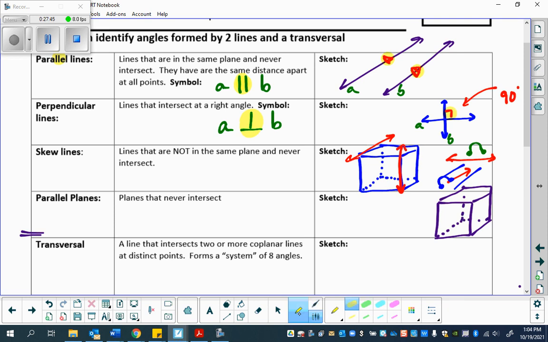Parallel planes are going to be planes that never intersect. So when I draw the sides of my box, picture opposite sides. A tissue box ends up being the perfect example of parallel planes. If you hold it in your 2 hands, parallel planes are going to be these opposite sides. Parallel planes.